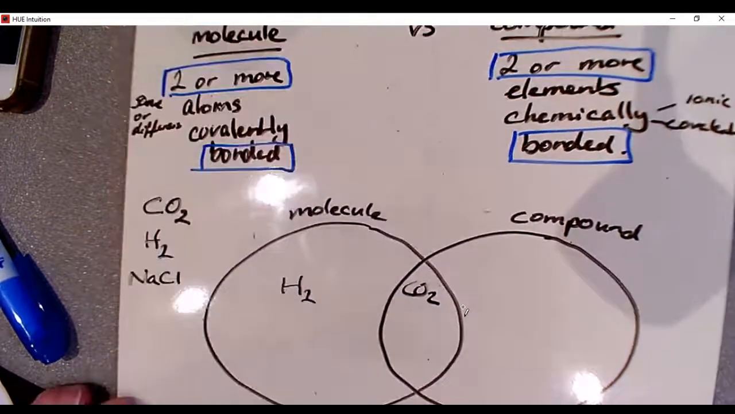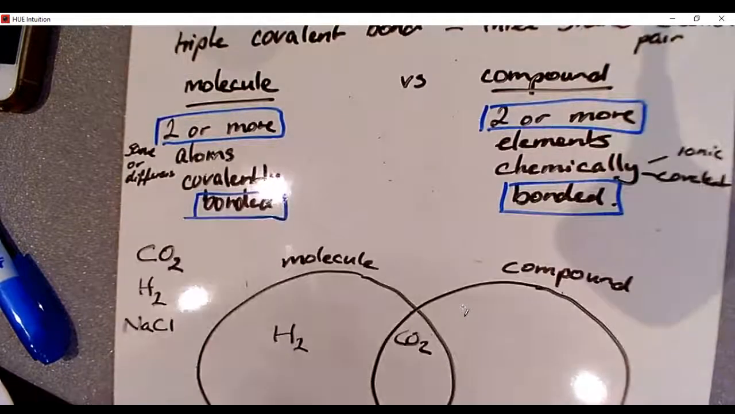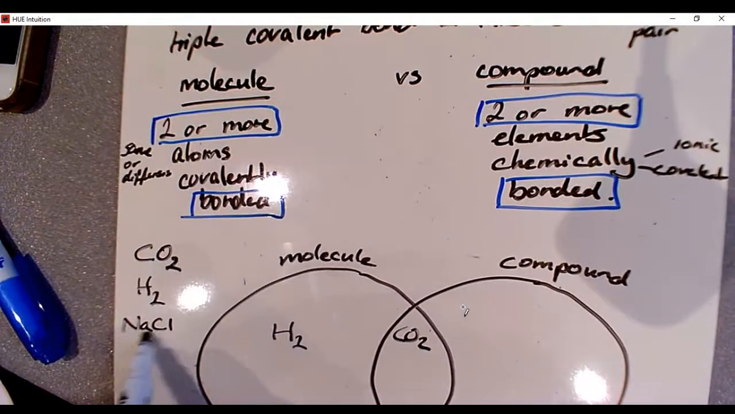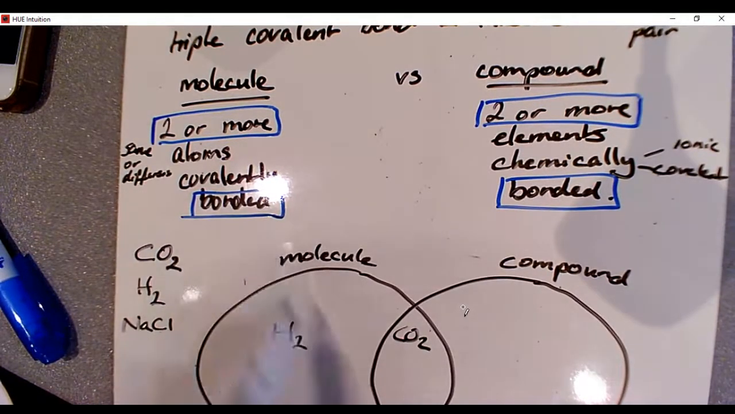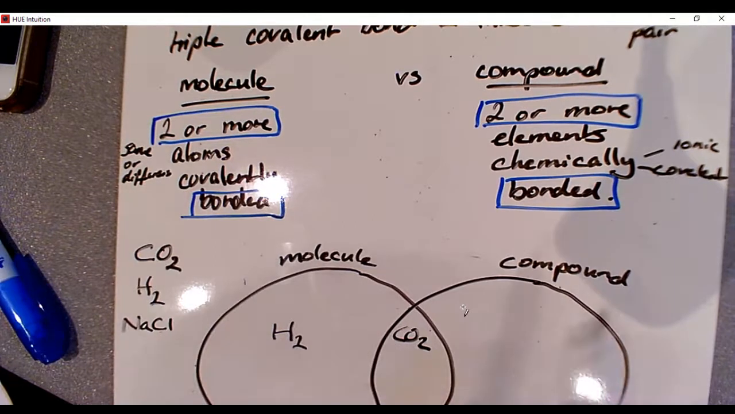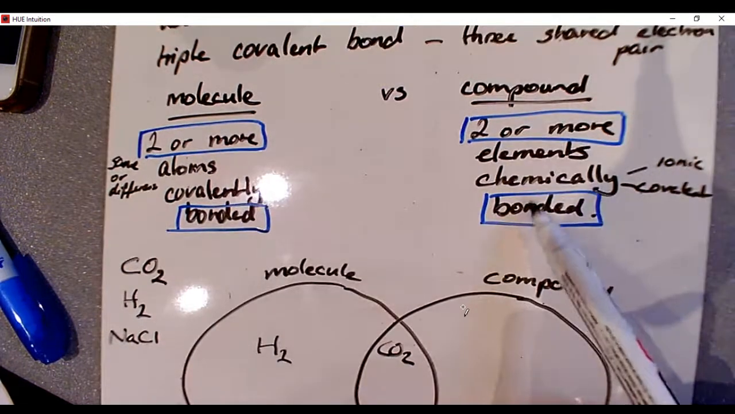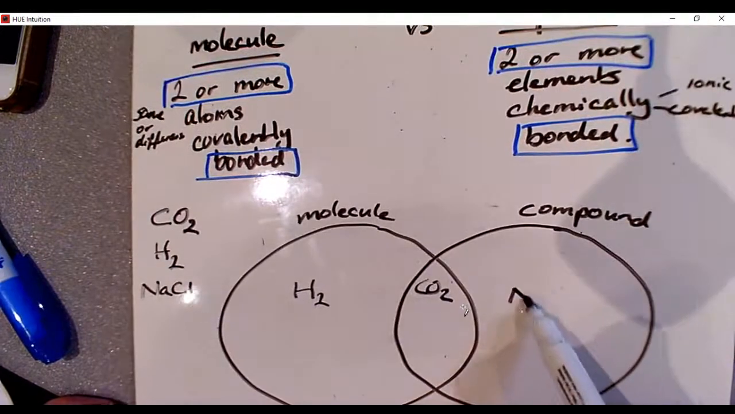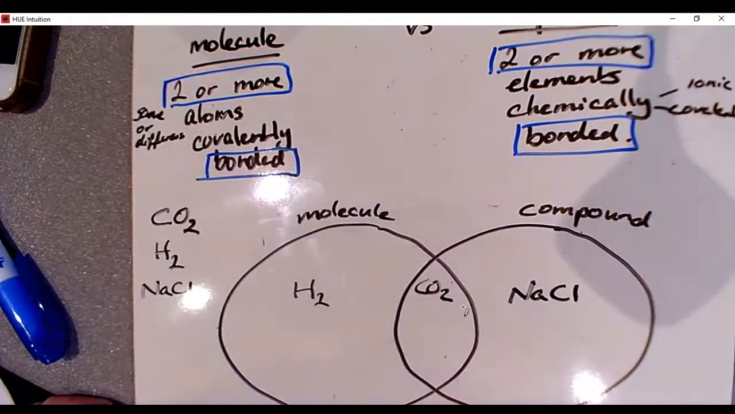Now, what about this one? NaCl. Is it a molecule? Is it covalently bonded? No, because it's a metal and a non-metal, so it's ionic. So it's not a molecule, it can't go in here. Is it a compound? Does it contain 2 or more elements chemically bonded? Yes, it does. They just have to be ionic. So NaCl goes over here.